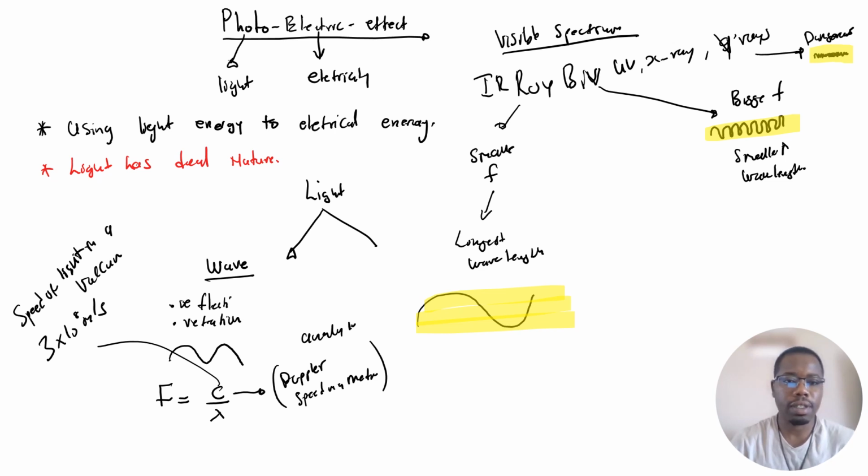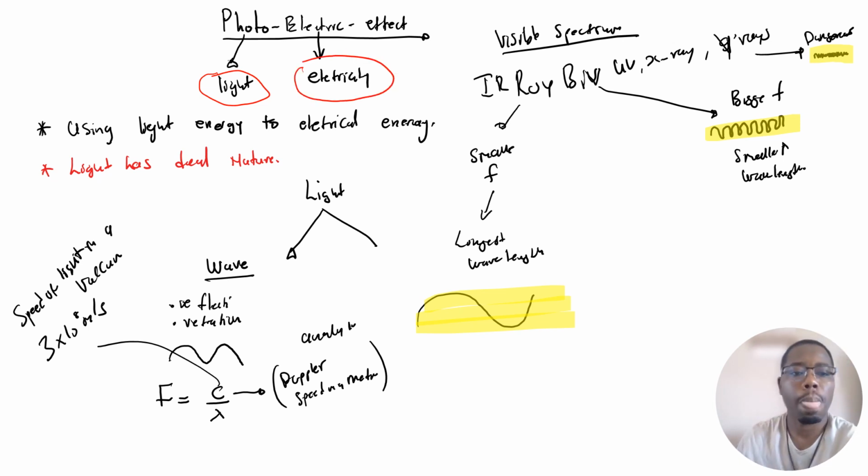Photoelectric effect. This is a very important chapter and a very easy chapter in grade 12. So let's look at the definition of the title itself. You can see there, it tells you that photo means light, and electric represents electricity. So basically in this chapter, we are using light to create energy.